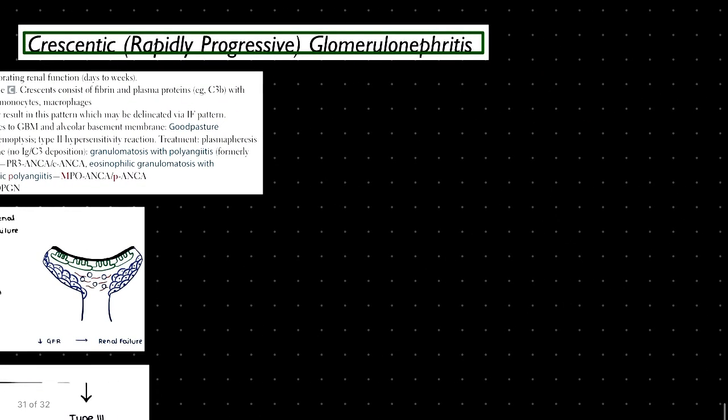Now what will happen in this condition? Why is rapidly progressive glomerulonephritis also called crescentic glomerulonephritis? Because there will be the formation of crescent-shaped structures in our glomerulus.